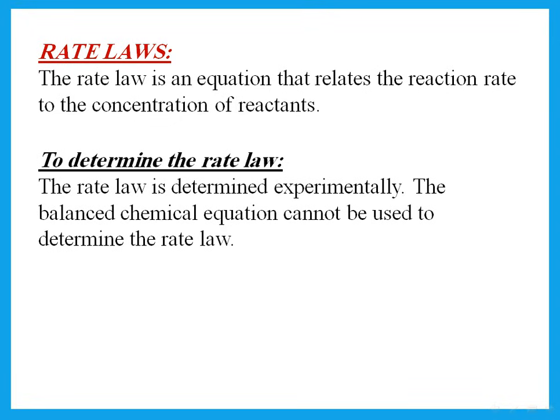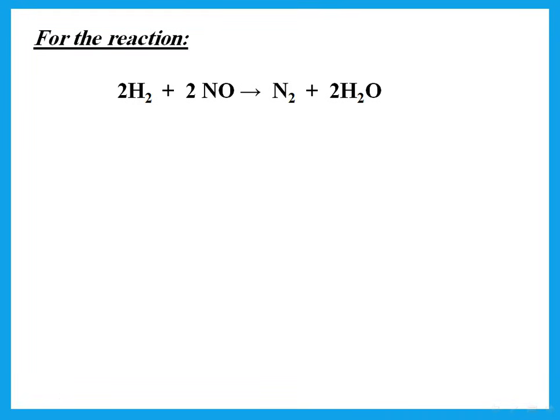Another thing that you need to know for this chapter is rate law. Now, the rate law is an equation that relates the rate of the reaction to the concentration of reactants. And to determine the rate law, we have to have experiments. It has to be determined experimentally. You cannot just look at the balanced chemical equation and from that determine the rate law. We need to do experiments.